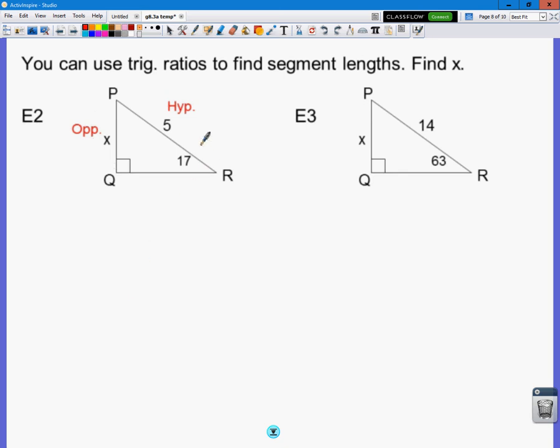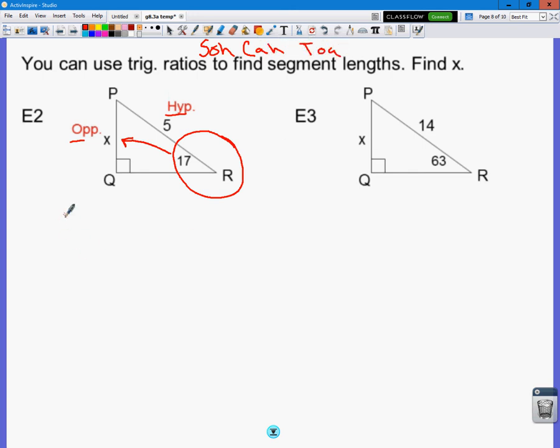If they give you one of the acute angles, this is kind of where you want to start. Look at where that angle is. What other pieces are we looking for or do we have? This is opposite of it. The 5 is the hypotenuse. Which function uses opposite and a hypotenuse? Sine, right?